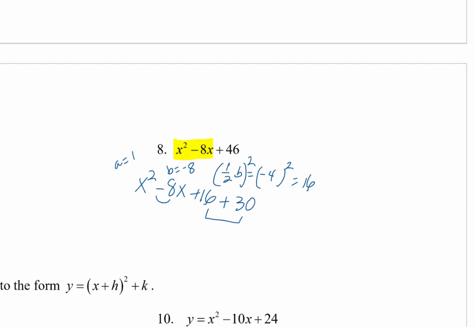You see how these two add up to the original 46? That's the part that might be confusing. Okay, and then look at this trinomial and factor it. That's x minus 4 squared, and then add to it the leftover 30. Okay.